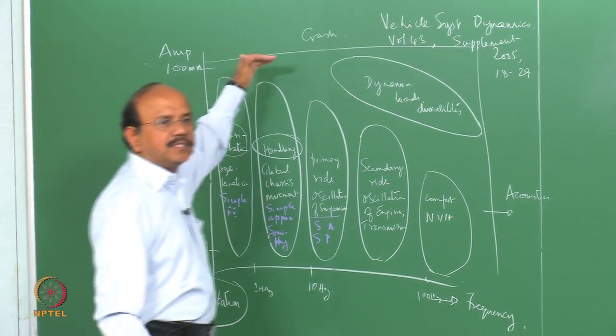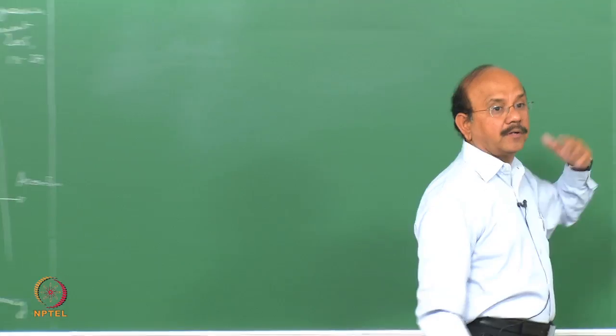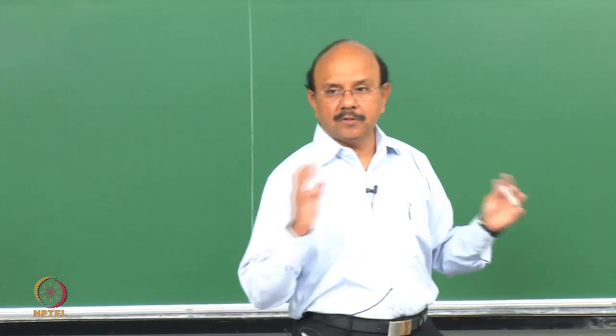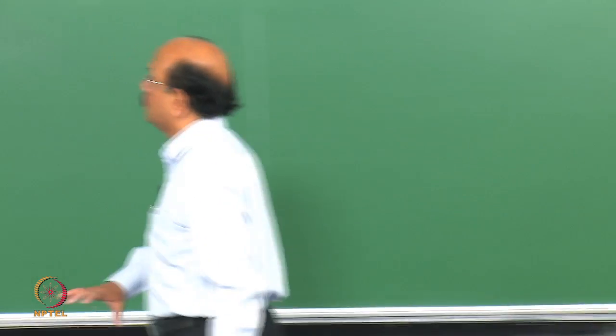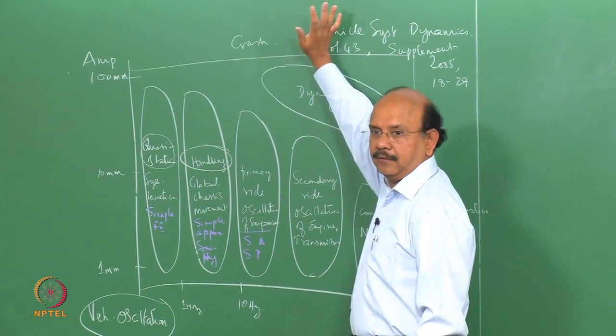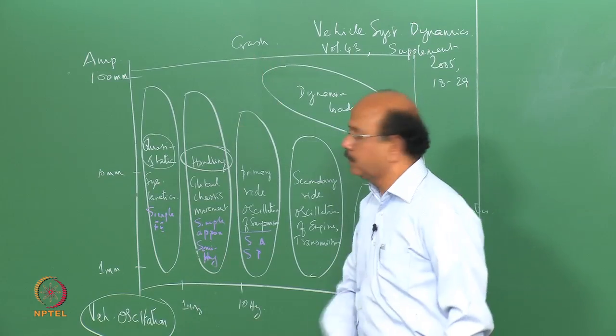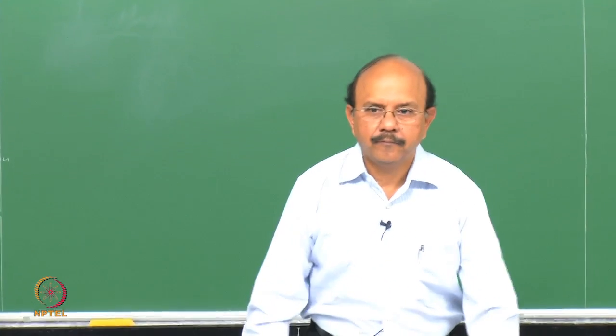What's beyond this is what is called crash. Crash covers a gamut of frequencies, the very high frequencies, and the amplitudes are also very large. So that's the crash part of it. It's a nice picture, it gives you the whole thing, and let's get back to what we were doing in the last class.